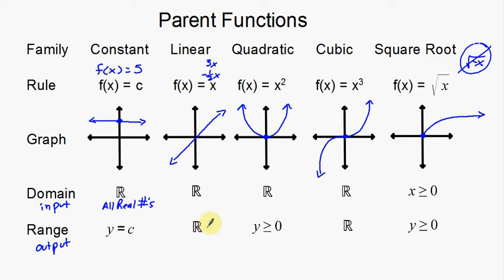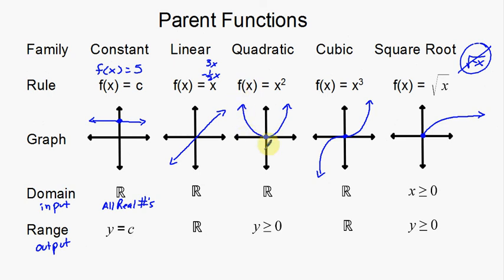Okay? Now, when I go over to the range for my quadratics, now it gets a little bit tricky. Notice here that whatever x I plug in, I'm always going to square it. So if I plug in a 3, I'm going to get 9. If I plug in a negative 3, I'm going to get 9 again. That's kind of odd. So plug in 3, I get 9. Plug in negative 3 over here, I'm going to get 9.